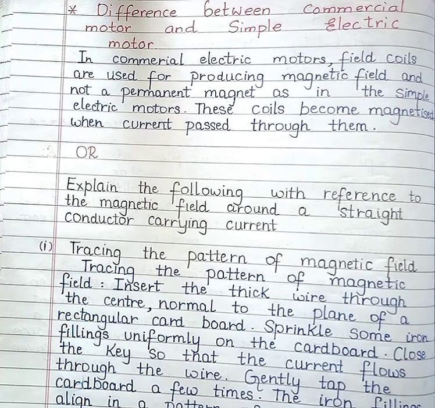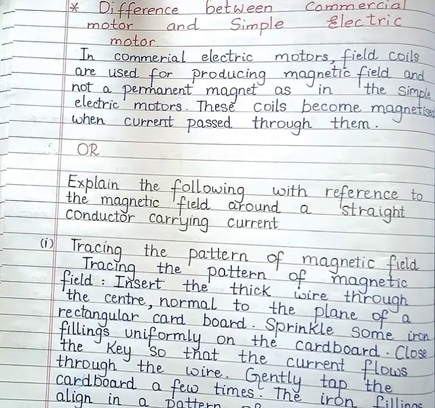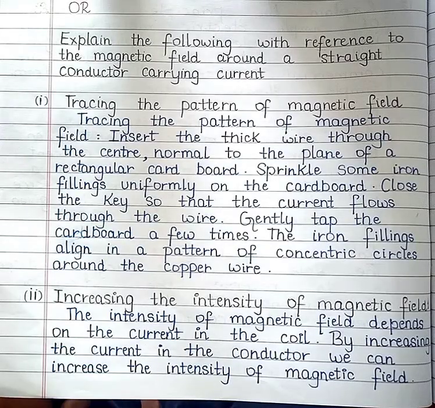In commercial electric motors, field coils are used for producing magnetic field and not a permanent magnet, as in the simple electric motors. These coils become magnetized when current is passed through them.